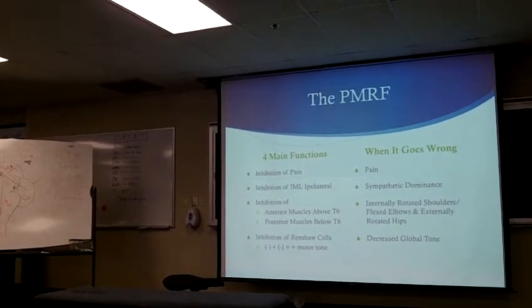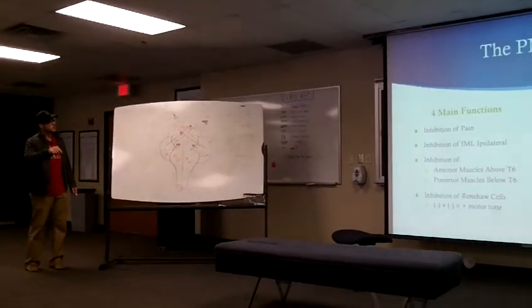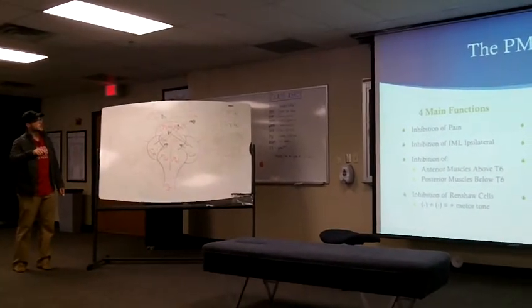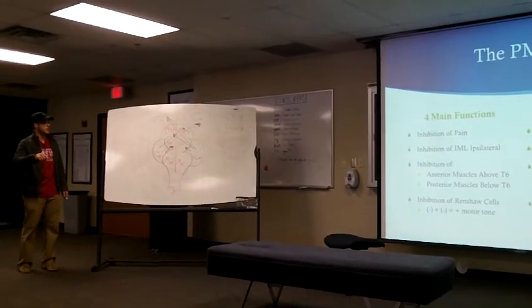So check this out. Right when the spinal cord starts to come up into the brain, we've got the medulla, the pons, and the midbrain right here. We've got the mesencephalic reticular formation and the pontomedullary reticular formation.